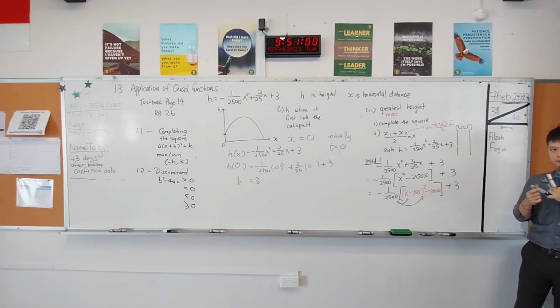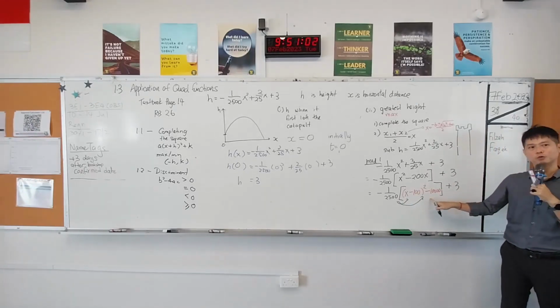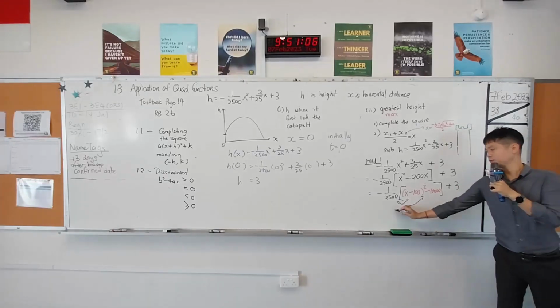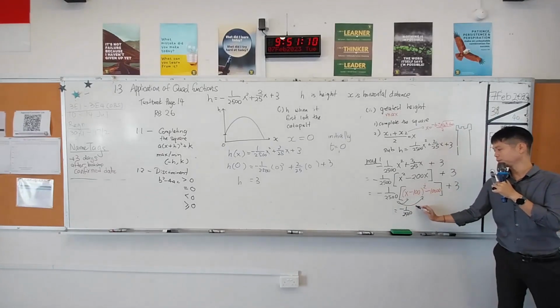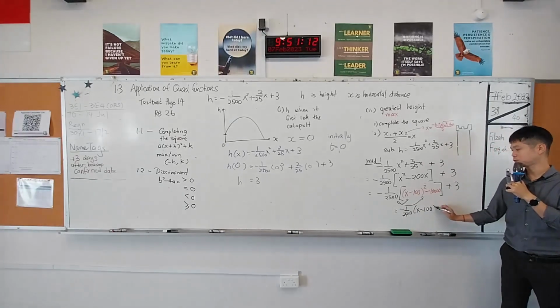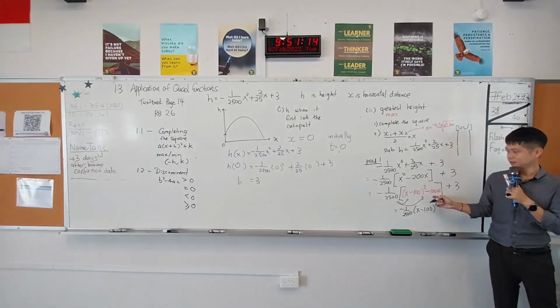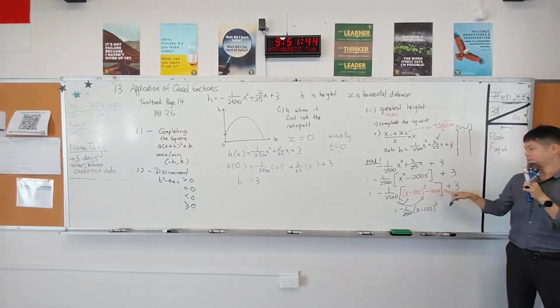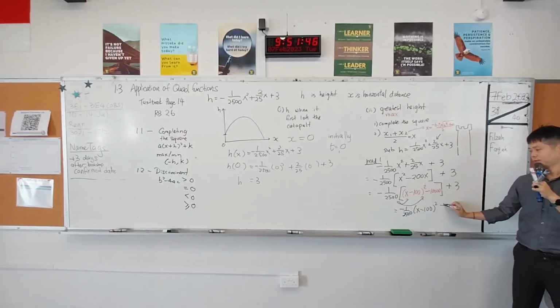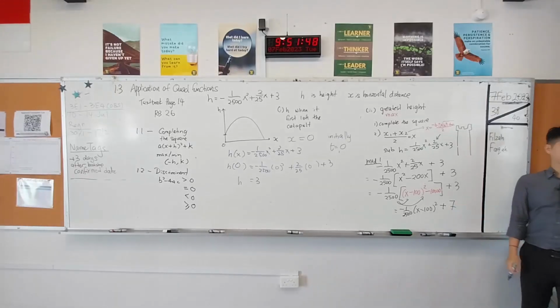Some of us make mistakes here. Actually, we forgot to expand this during your homework. And we will have negative 1 over 2500 times (x minus 100) squared. This times this is 4. Plus 4 plus 3. Okay, and we have done it.